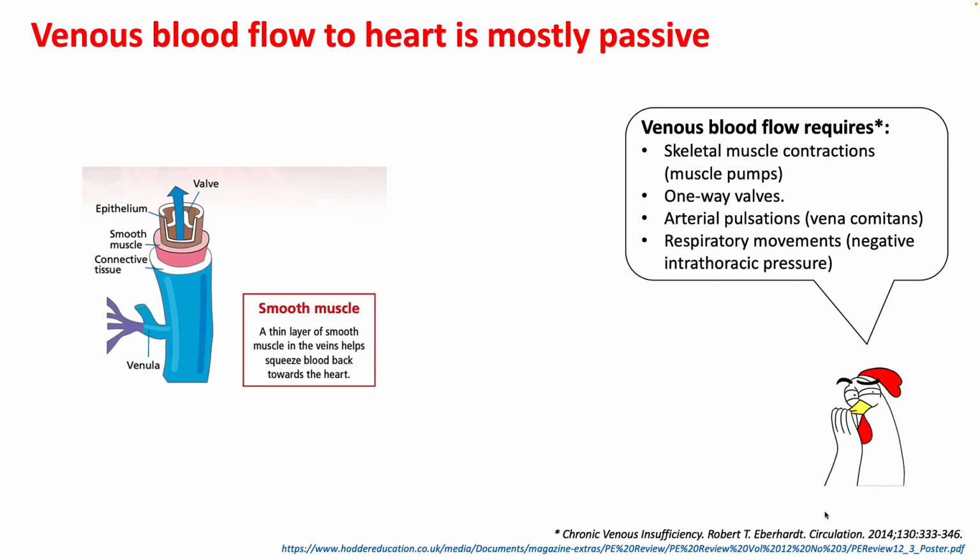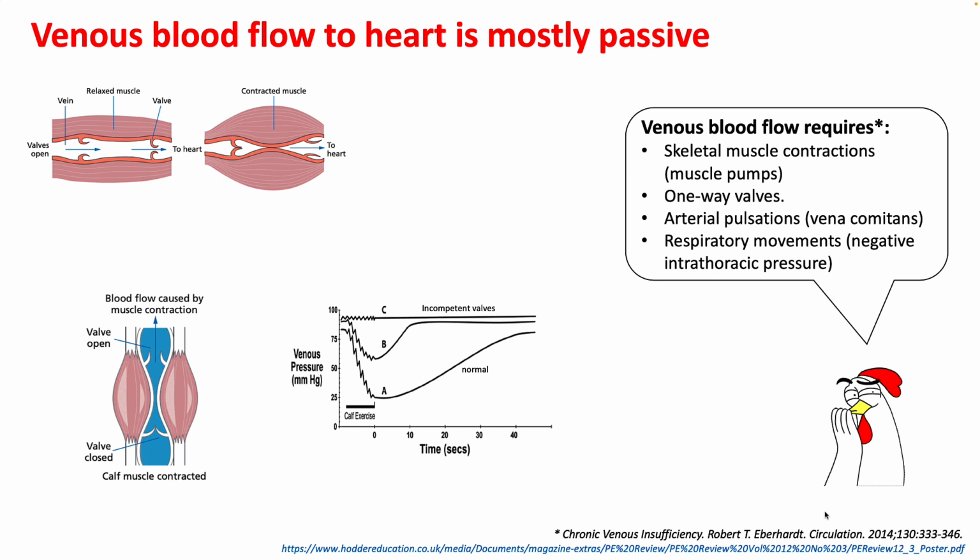So the venous blood flow to the heart is mostly passive. There is a layer of smooth muscle in the veins that may help squeeze some of the blood back, but it's not that effective. The most important way venous blood flows to the heart is through skeletal muscle contractions and one-way valves. So whenever you have contraction of the muscles, the blood in the veins is squeezed, and since it can flow only one way, it moves towards the heart.